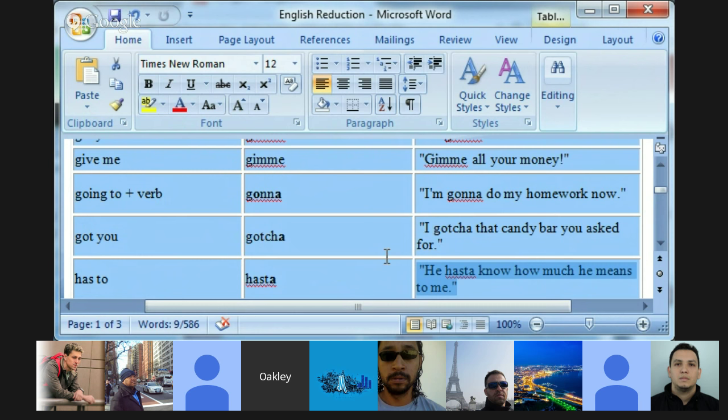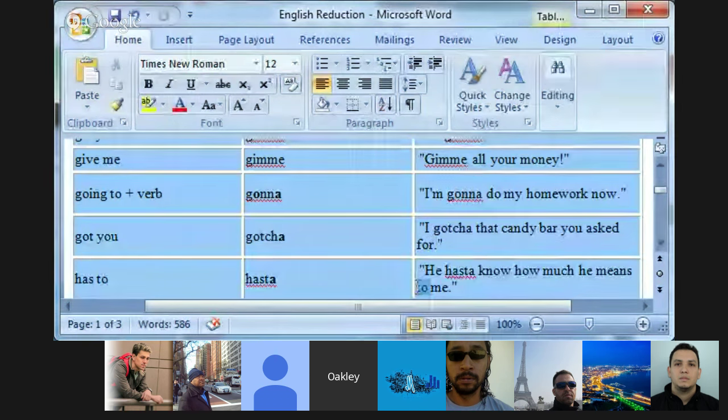You notice you did a good job with "has to." Do you notice the other reduction that I use in this sentence? "He has to know how much he..." "To me." Yeah, "to me." You're absolutely correct. I actually forgot about that, but "to" becomes "to me." You are correct. I forgot about that one. I forget about them unless I'm really concentrating on it. It's so natural for me.